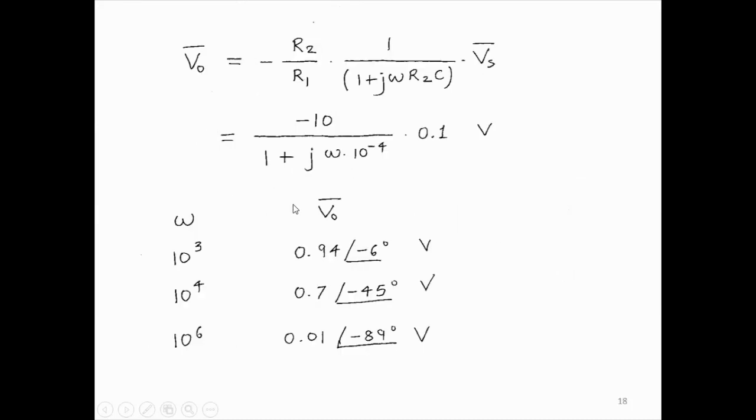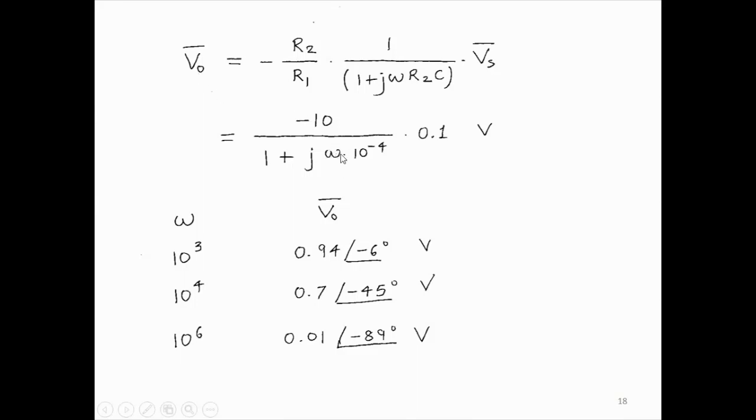Now we substitute for omega the values 1 kilo, 10 kilo and 1 mega, and find the phasor for VO. We are currently interested in the magnitude. So what we find is that at omega of 1 kilo, the VO magnitude is 0.94. So it's close to 1; 10 times 0.1 is 1. When the frequency increases to 10 raised to 4, the magnitude drops to 0.7. When the frequency increases to 10 raised to 6, the magnitude drops to 0.01 volt. Qualitatively you can see the magnitude of VO varies inversely as omega.